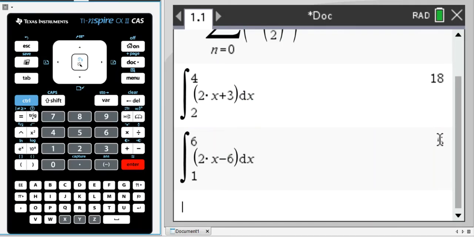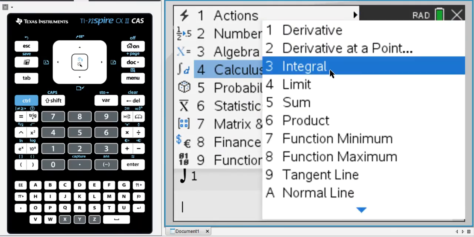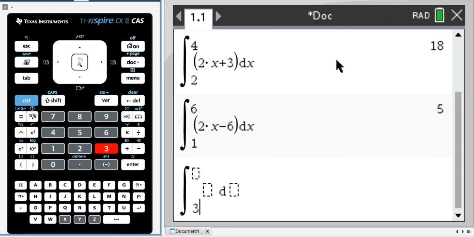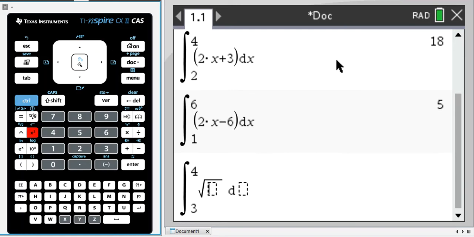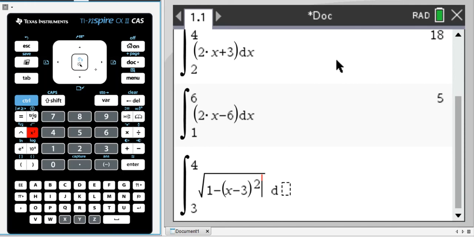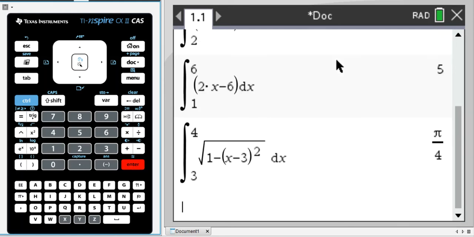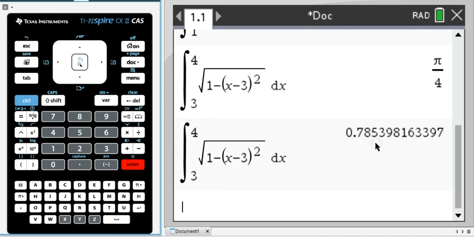And if we reach for our TI calculators to confirm, we can jump into the calculus menu and select integral. Our boundary of integration will be from 3 to 4. The expression is the square root of 1 minus the quantity of x minus 3 squared, and the integral is evaluated with respect to x. And when we generate the result, this CAS calculator does give us the precise answer, pi over 4. On a non-CAS model, we'll probably get a decimal, 0.78539, and that is 1/4 of pi as well.